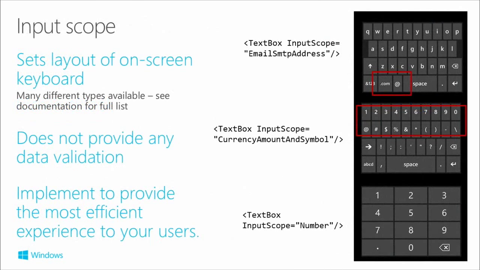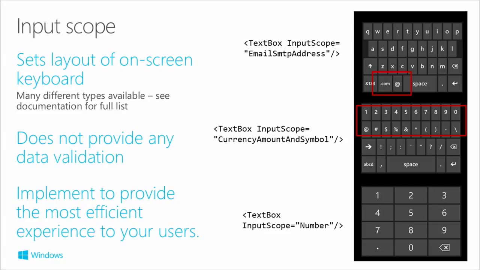Not for you. Yeah, input scope. This is one of the properties you can put on a text box, which influences the particular keyboard the phone shell will display for you. So in the top example, you've got a text box with input scope equals email SMTP address. What it does is add characters right up there on the keyboard that are commonly used in email addresses. And the next one is a currency amount and symbol. And actually there's about, is there 20 of these? Different input scopes? Yeah, there's about 20 of these. A couple dozen. Yeah, there's quite a few.